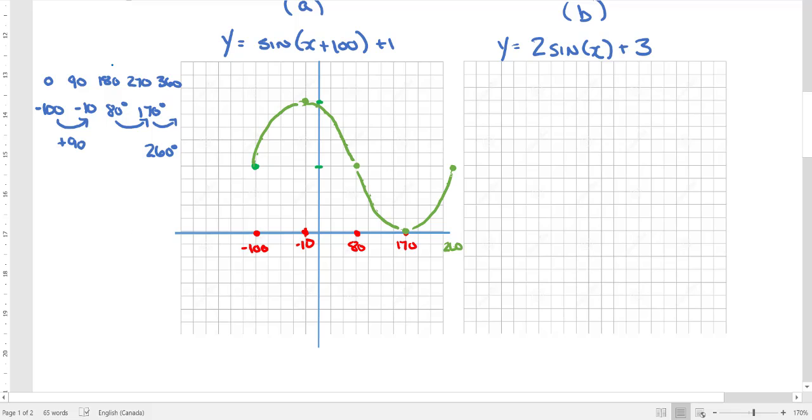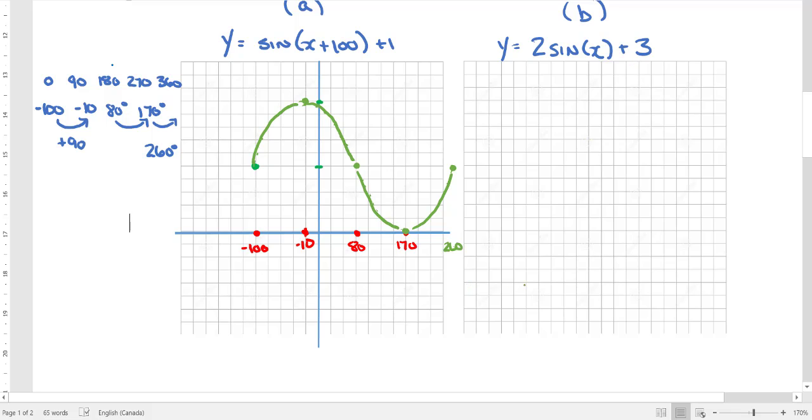Okay. I'll do one more question from your homework. Okay, question B, and then hopefully the rest of it you sort of catch on. So the next one, what I have to know is that I'm moving my whole graph up 3 spots, so I've got to leave some space above.